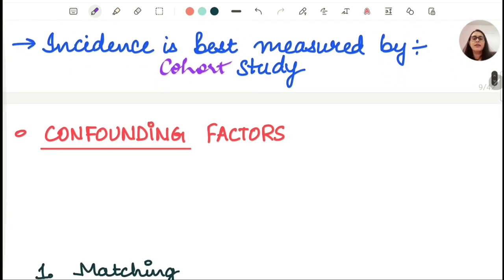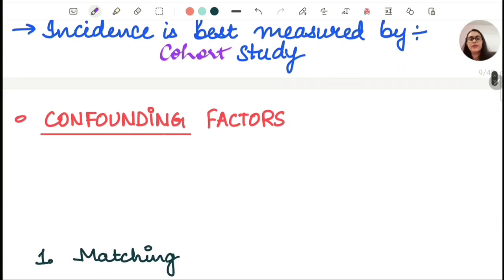Confounding factors are the other factors that are associated with exposure and outcome, and they are distributed unequally between the study and the control group. Say we have taken lung cancer, and the smoking factor we have taken is the risk factor. But other factors like age, sex, that are associated with the exposure and the outcome, but are distributed unequally, are known as confounding factors. And if we do not pay attention to these factors, we can get the confounding bias.